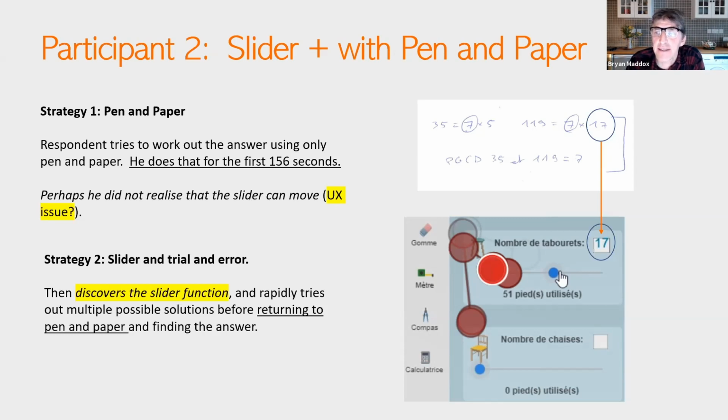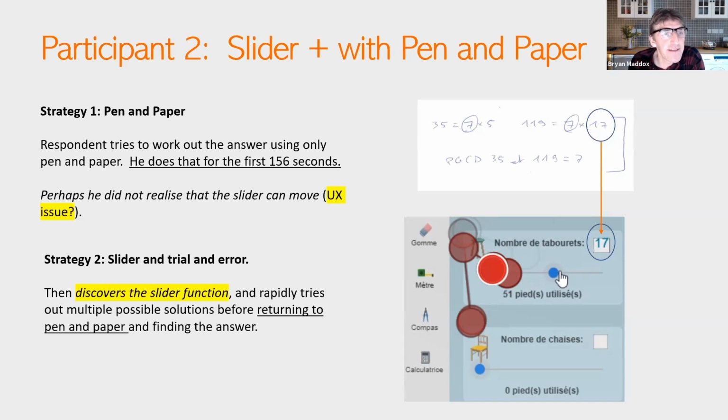And in fact, he tried out the numbers just by typing them directly into the box where you can see it says number 17. But then when he did find it out, he very rapidly tried out multiple solutions, also using a bit of pen and paper for note taking. There's a little bit of maths going on there, but largely it was a combination of the slider plus some note taking and some calculation, and he gets the answer. So there's a number of UX issues perhaps there.